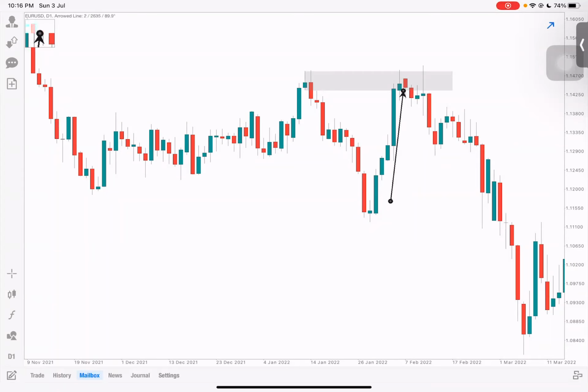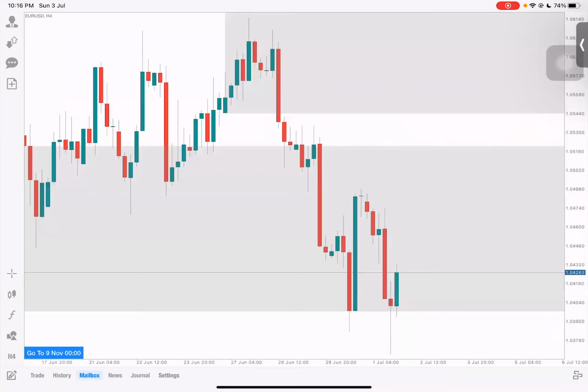So how do you want to enter? How do you want to enter using option number 2? Okay, whenever price starts to go back to your zone, close the body inside the zone. Let's go online. Just like that. Okay, so now from daily I'm going to H4.